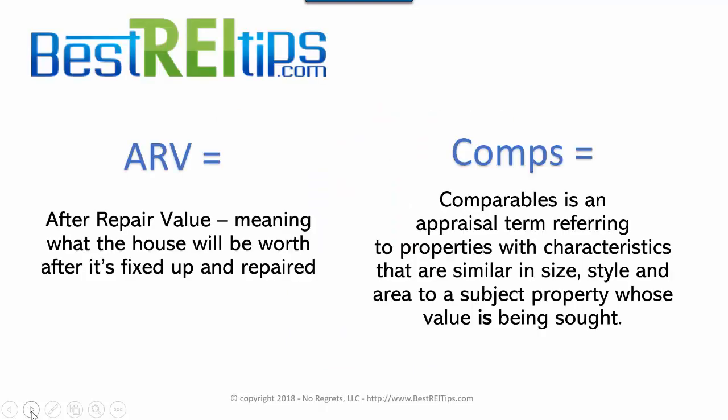Let's get started talking about what is ARV and what is a comp. So ARV is a term you're going to hear quite often if you're in the investing arena. An ARV simply means the after repair value, meaning what the house is going to be worth after it's fixed up and repaired. Now, that level of fix up and repair can be different things for different people.